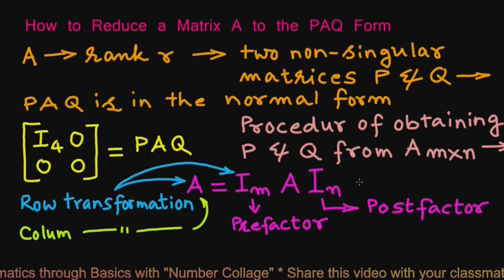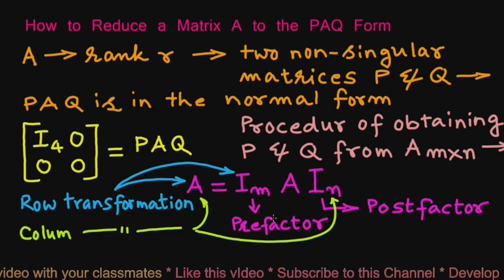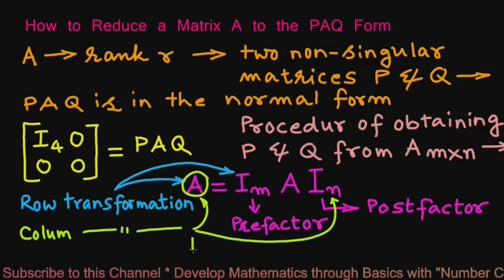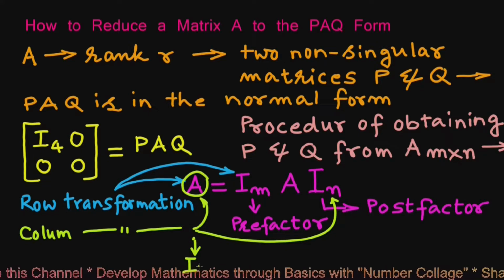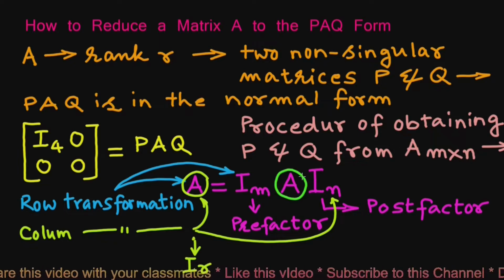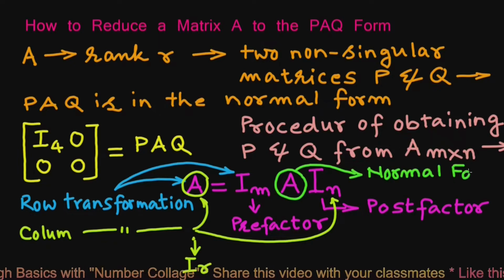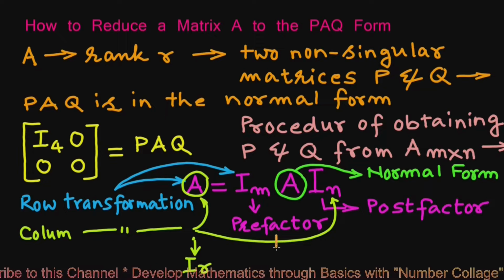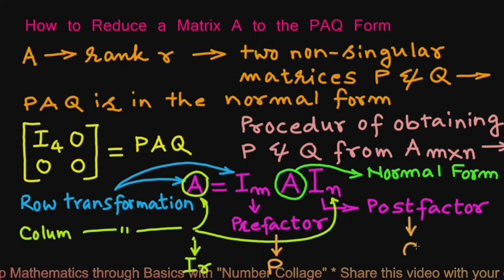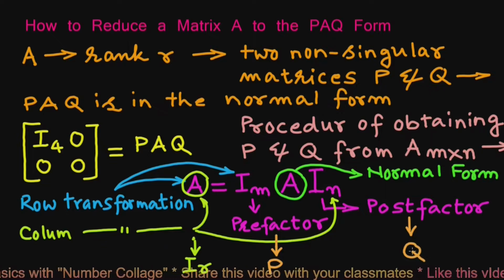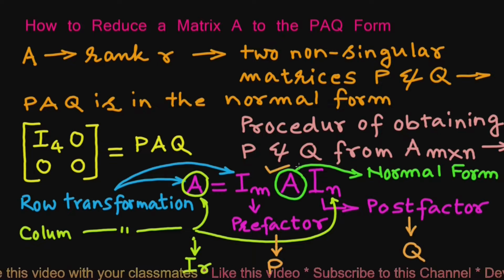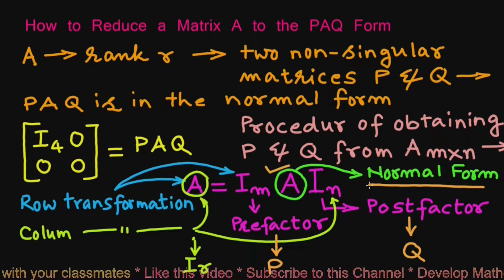and the same on the postfactor In, so as to convert this matrix A to an identity matrix of rank R, which finally reduces this matrix A to the normal form. In the end, this prefactor becomes P and this postfactor becomes Q, and we are able to tell the rank of matrix A as it gets converted into the normal form.